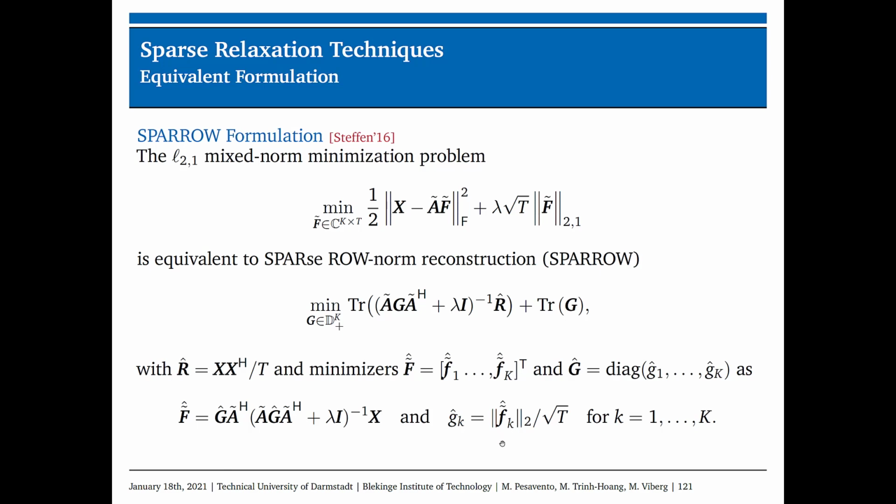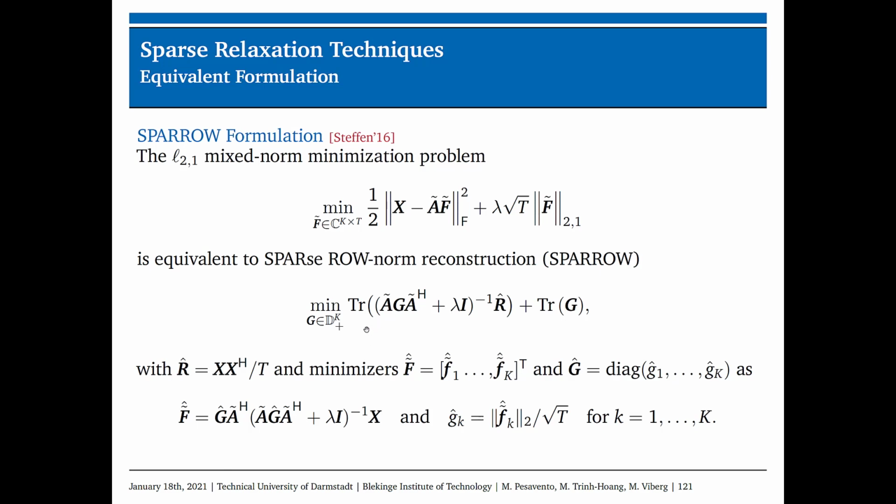The SPARROW reformulation exhibits some interesting properties. The dimension of the problem does not depend on the number of observations, so snapshots t. Instead of K times t complex variables in the mixed norm formulation, there are only K real-valued and non-negative variables in the SPARROW reformulation.